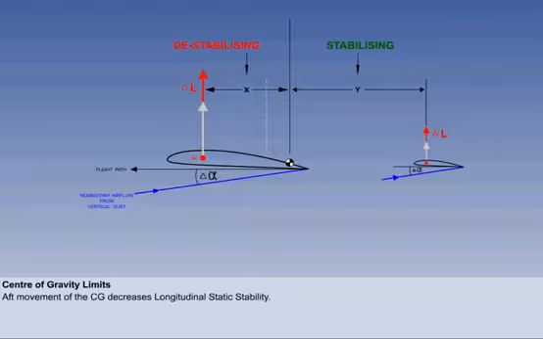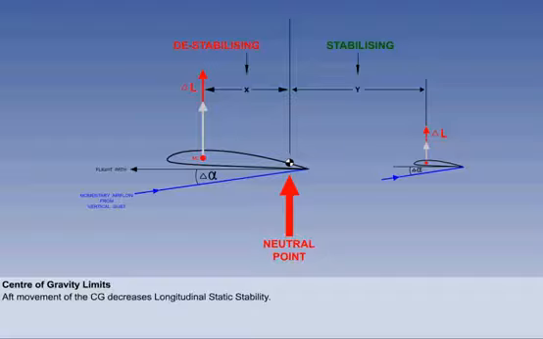What type of longitudinal static stability would this be? Neutral longitudinal static stability. The CG position that will give the aircraft neutral longitudinal static stability is called the neutral point. Operationally, you would never fly an aircraft with the CG on the neutral point.